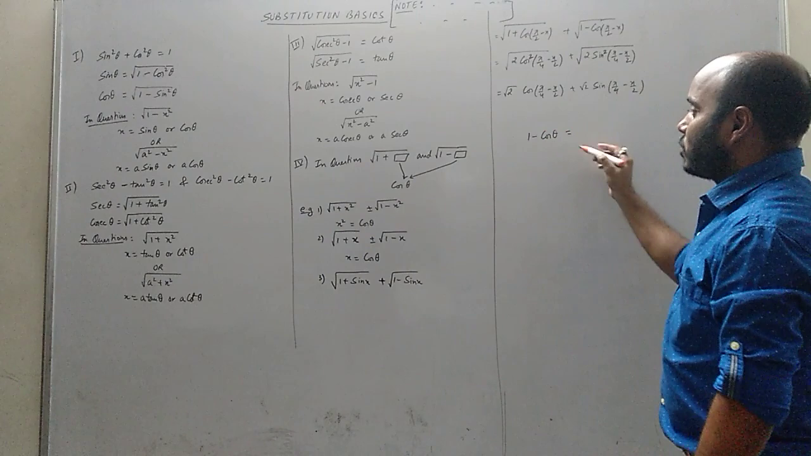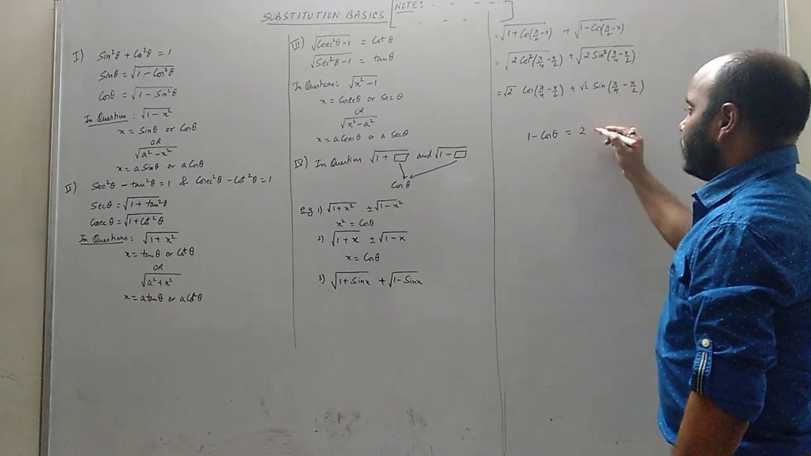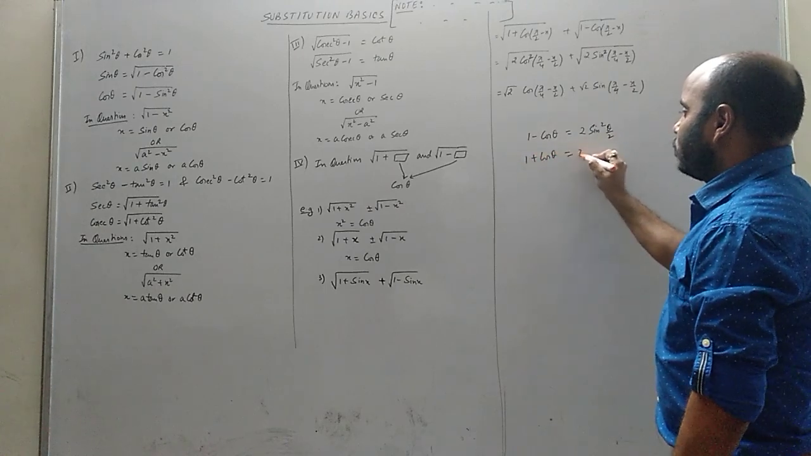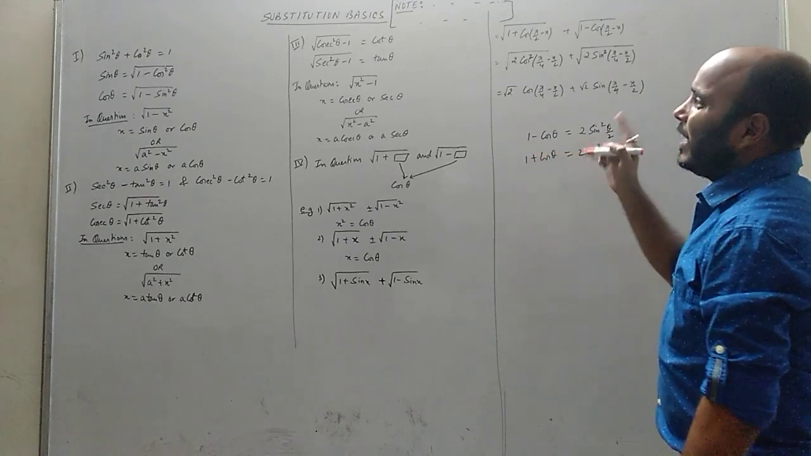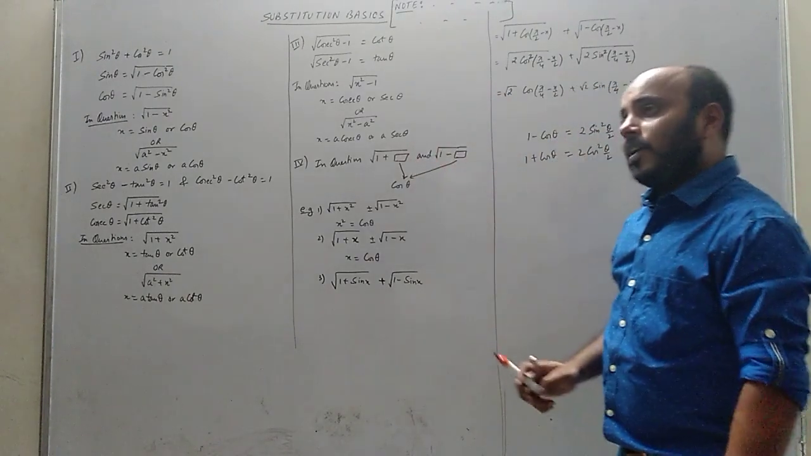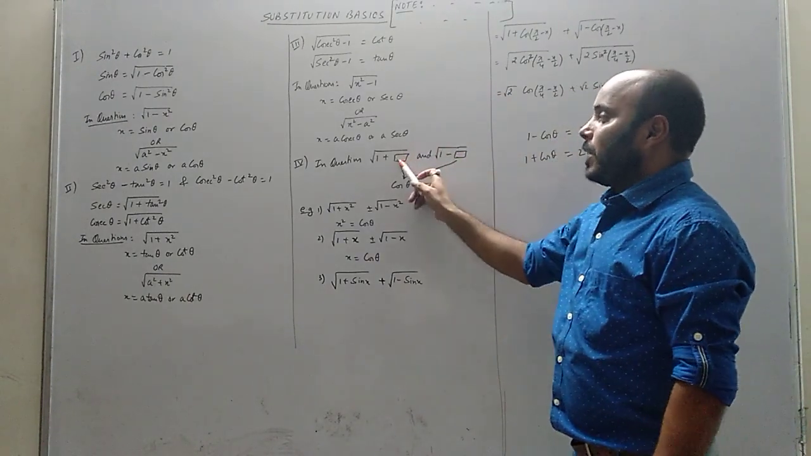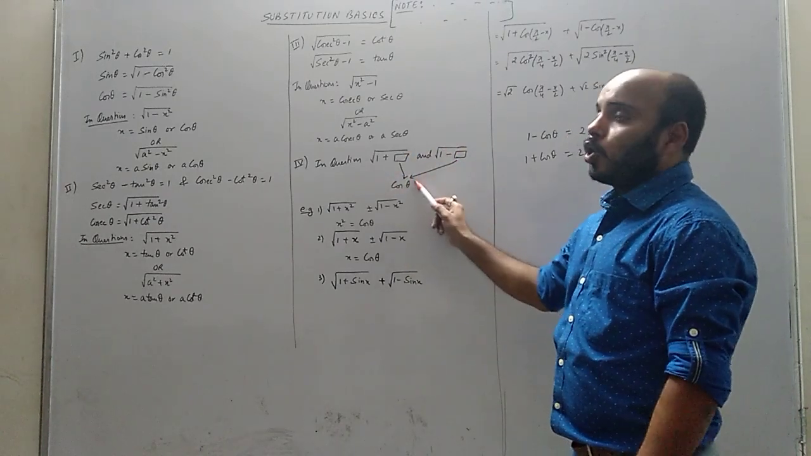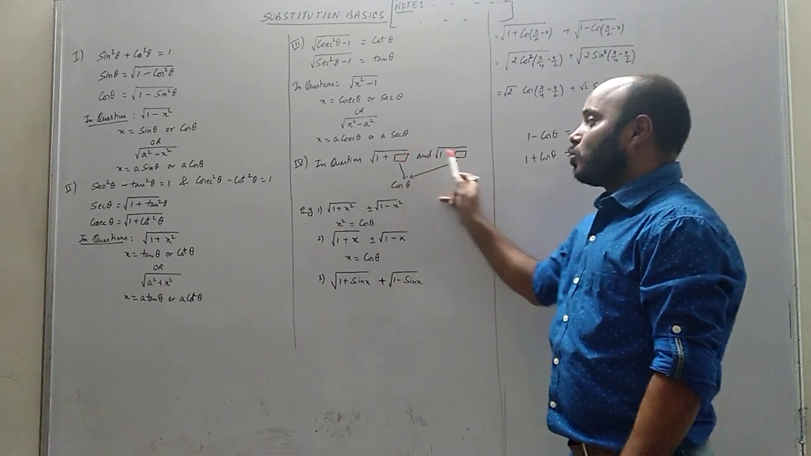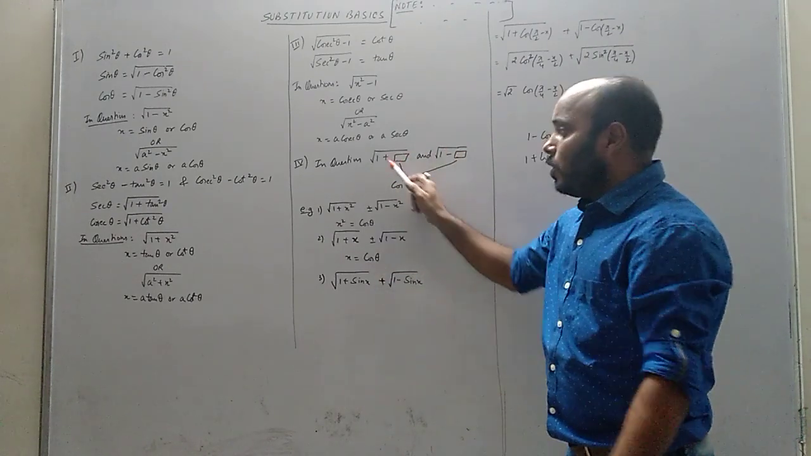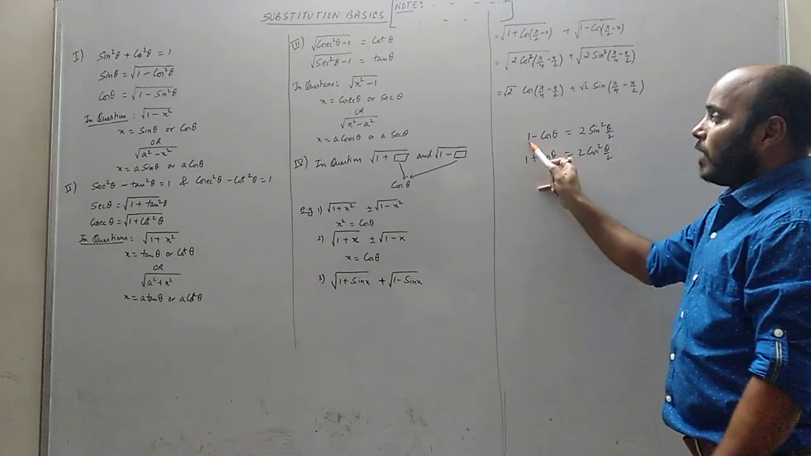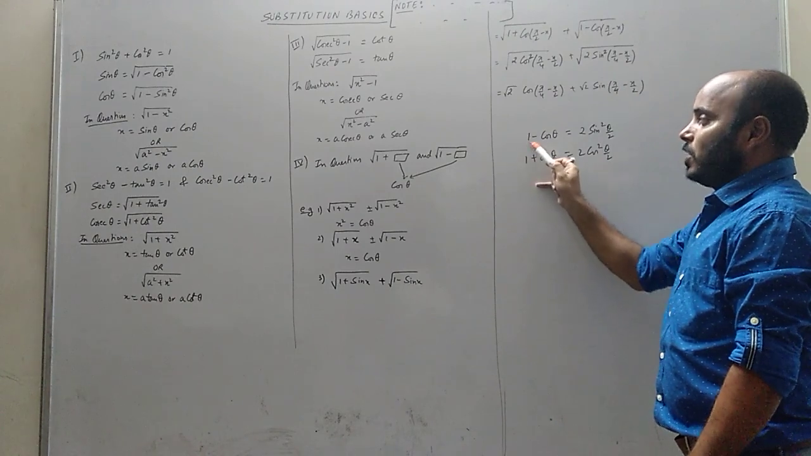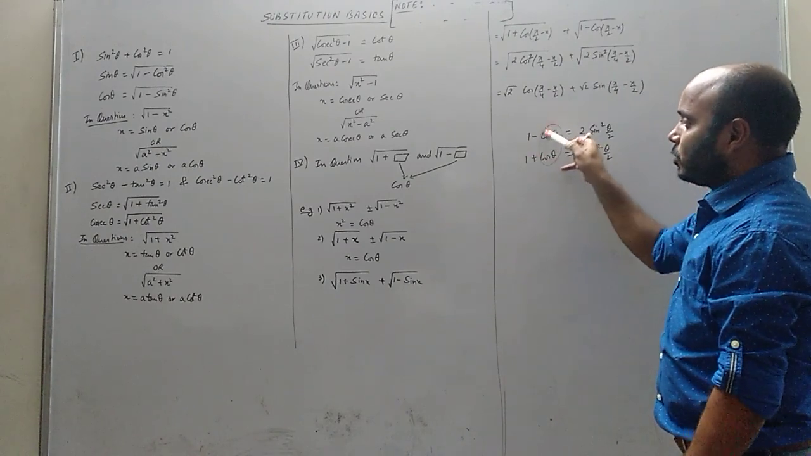See, 1 minus cos theta equals 2 sin square theta by 2, and 1 plus cos theta equals 2 cos square theta by 2. Now what is the aim of substitution? To make a formula. Both look the same, which means in both we have to make it cos theta. Anyhow we have to make it cos theta. Whatever we have here should be equal to cos theta, because there is a formula for 1 plus cos theta and also for 1 minus cos theta. Both together, 1 plus and 1 minus, if we have them together, that means we have to make the other term cos theta.